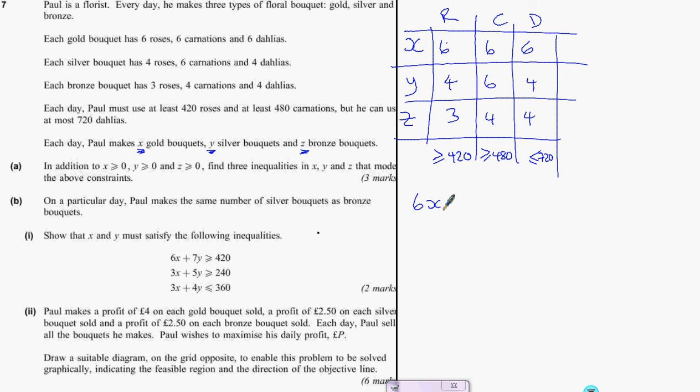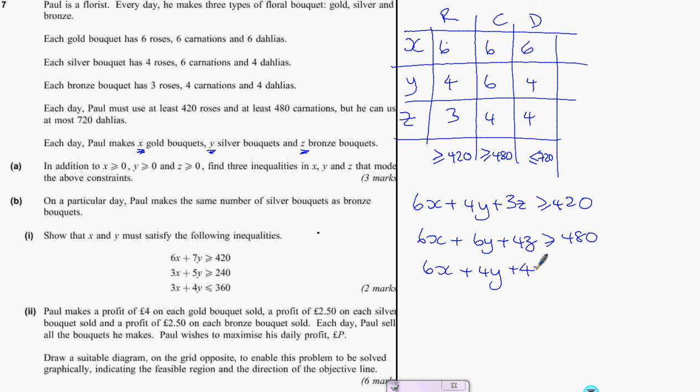So we got 6x plus 4y plus 3z is greater than or equal to 420. 6x plus 6y plus 4z. Sorry, that's my weird z's, meant to not do those. And 6x plus 4y plus 4z is less than or equal to 720. That's the first bit done. It doesn't want you to simplify. I'm not sure you can, or you could by 2 or something, but it leaves it at that. If you simplify, that's absolutely fine, but that or equivalent is fine.